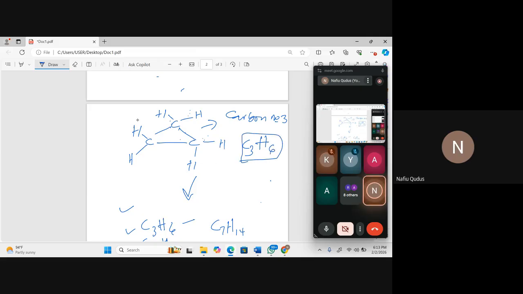The name of this compound, because it is alicyclic: any alicyclic compound must start with cyclo. But it is carbon to carbon single bond, so it belongs to the alkane family. If it is carbon to carbon double bond, it belongs to what?